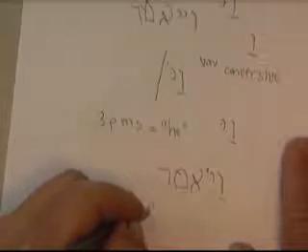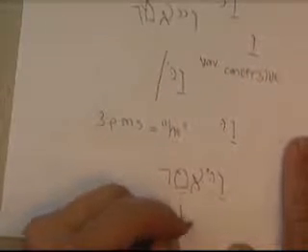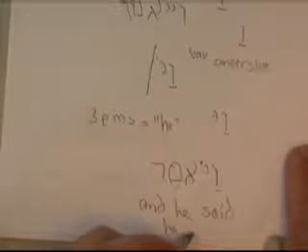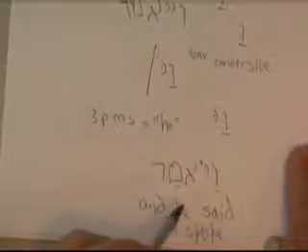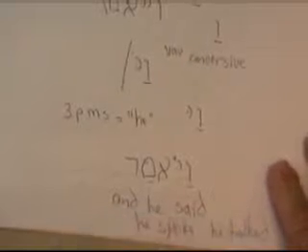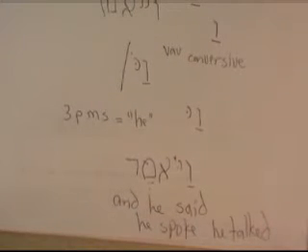Then we know that vayomer means and he said. Or we could say he spoke. Or he talked. Usually they translate it as and he said.